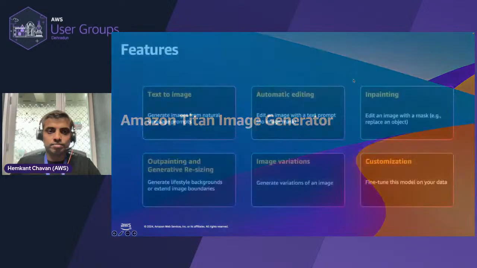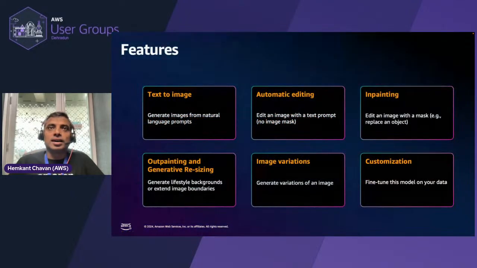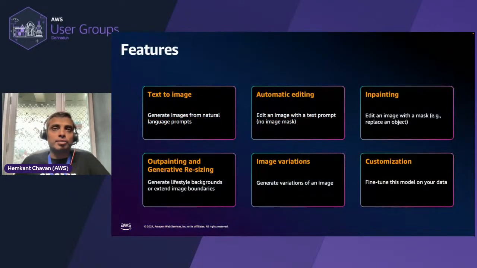Okay. So these are the features that are available on Titan image generator. Text to image, that we discussed. Then you also have automatic editing, so you can edit the image that has been generated. We can edit the background, we can edit some of the objects, we can change the objects or completely remove those objects if required. So that's the powerful editing feature that is also available.